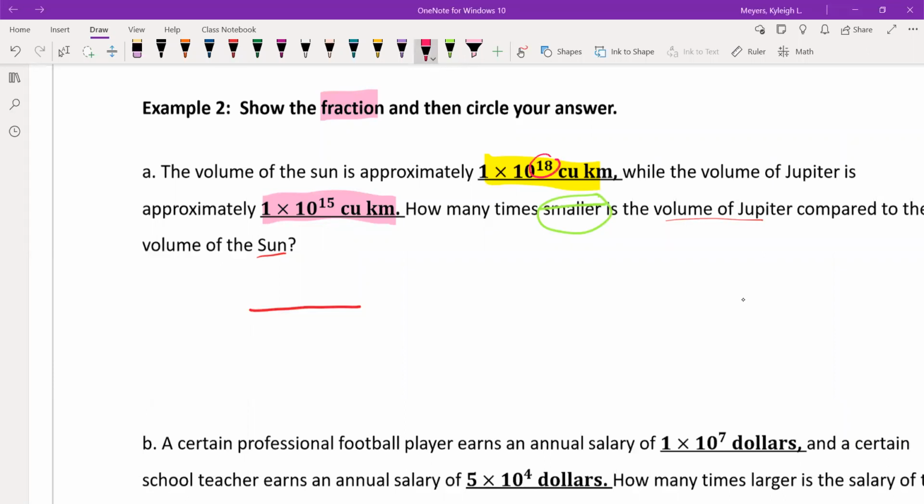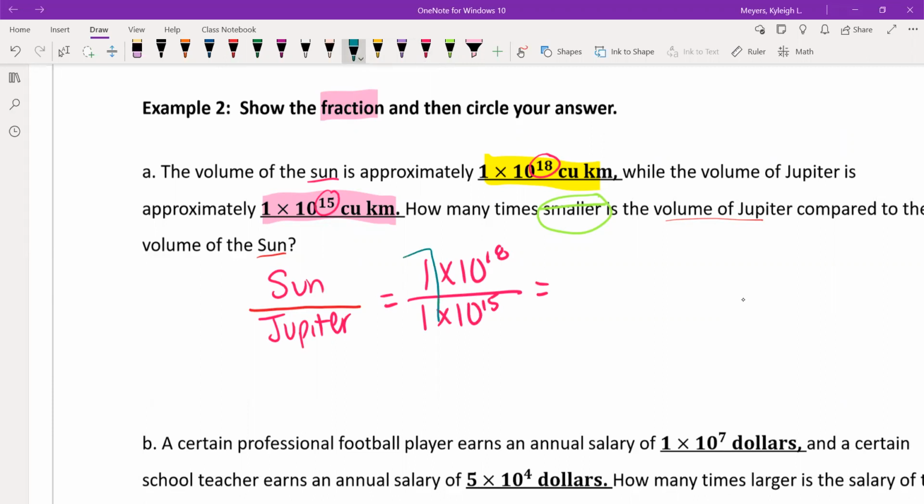Well, remember we look at our exponents. This is to the 18th. This is to the 15th. So the 18th goes on top. So the sun. So we're going to have the sun over Jupiter. So we have the sun, which is 1 times 10 to the 18th, over Jupiter, 1 times 10 to the 15th. And then we just divide, right? So we divide our whole numbers, which 1 divided by 1 is 1, and we subtract our exponents. 18 minus 15 is 3, so we have 1 times 10 to the third.